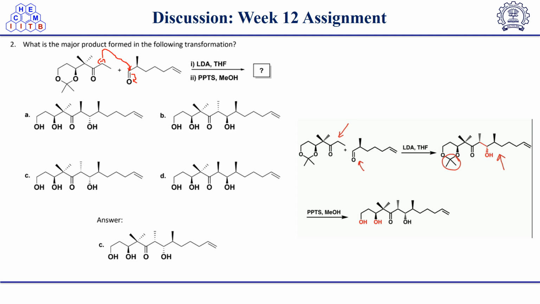And then what is happening by treating with this PPTS? This ether group will get deprotected and we will get two hydroxyl groups. So the resulting product will be a triol with this particular stereochemistry. So the correct answer is option C.